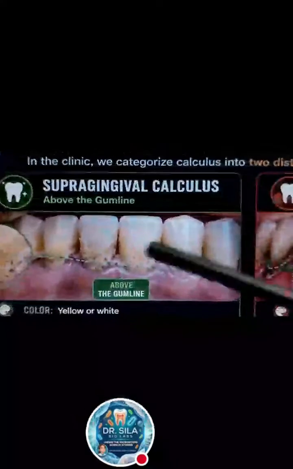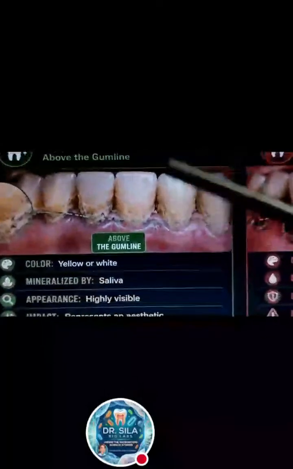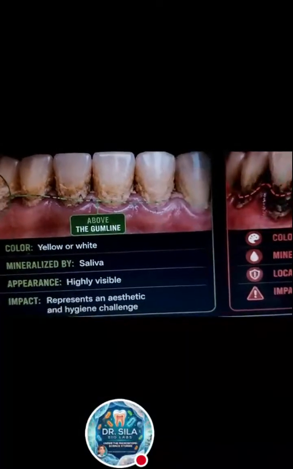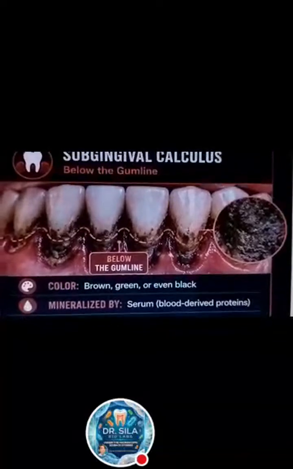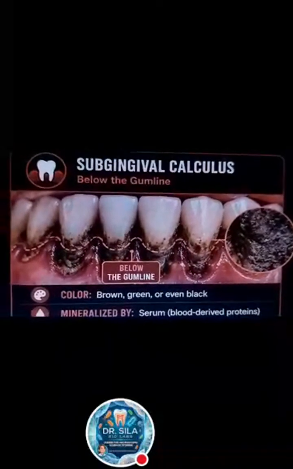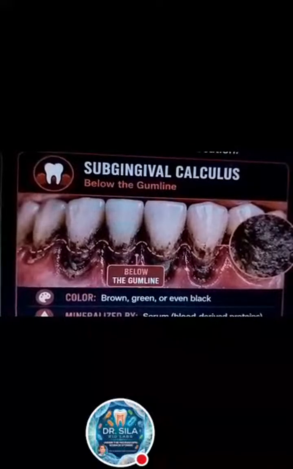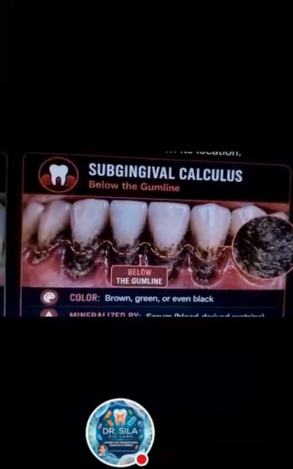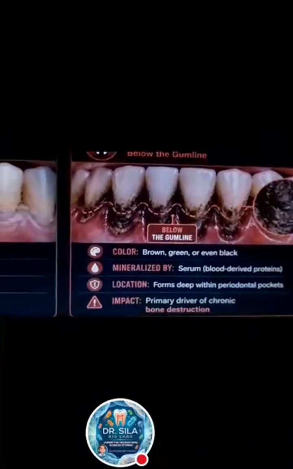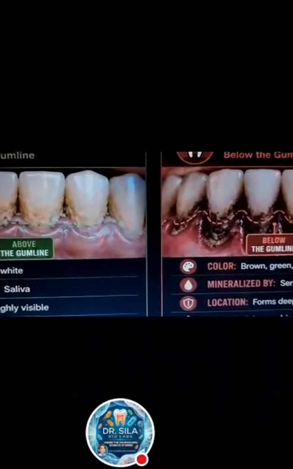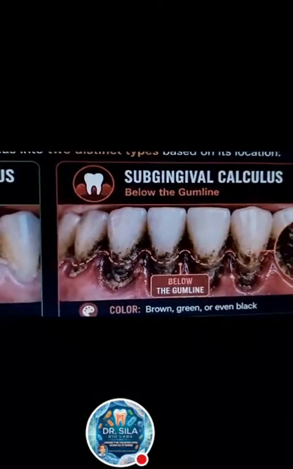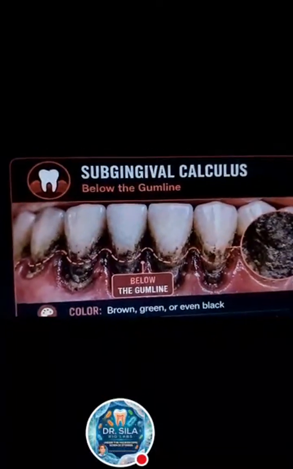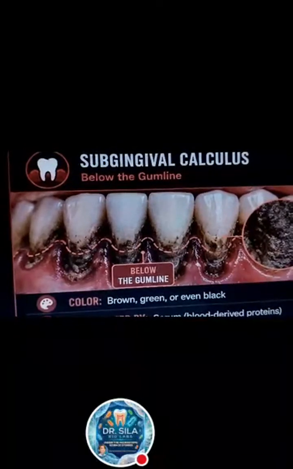Again, giving you a rough summary. This is above the gum line, yellow, white, from the saliva, highly visible, representing an aesthetic and hygienic challenge. And subgingival, you can see brown, green, or black, mineralized from serum, blood-derived proteins. Location forms deep within the periodontal pockets, primary driver of chronic bone destruction. While both are harmful, subgingival calculus is the most destructive threat to your oral and systemic health.